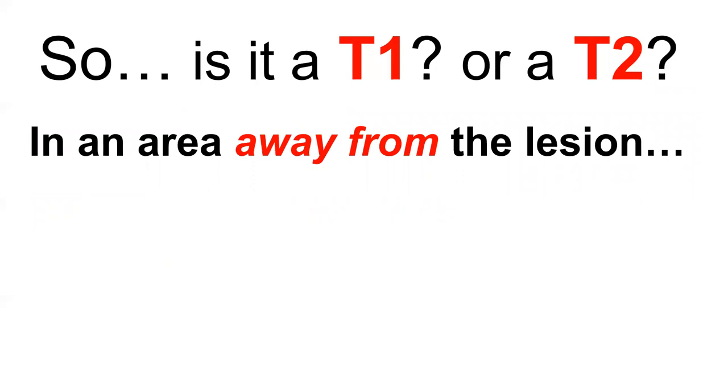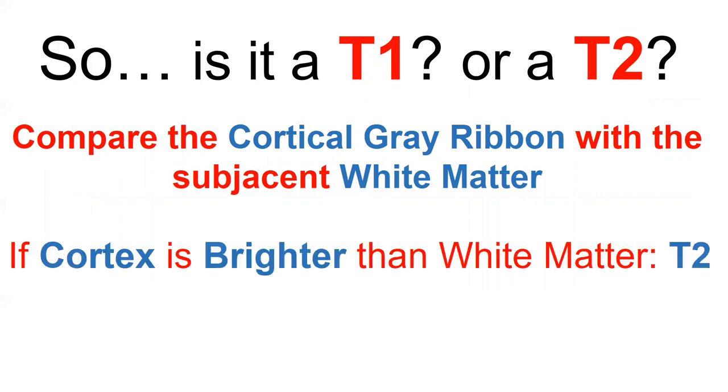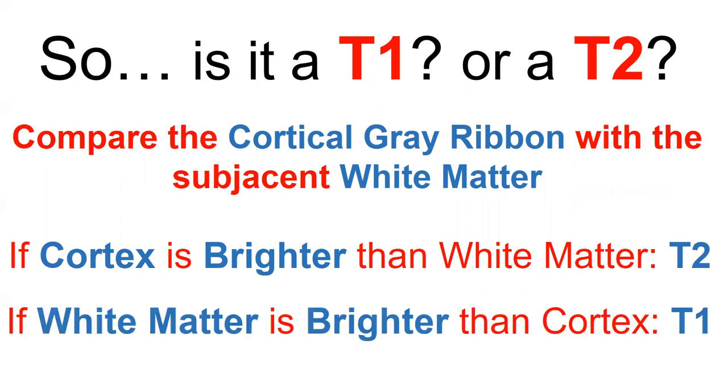All right, so is it a T1 or a T2? Here's what you do. Go to an area away from the lesion, because you don't want to be misled by vasogenic edema and all these other pathologic processes. Get away from the lesion to an area of normal brain and compare the cortical gray ribbon with the immediately subjacent white matter. If the cortex is brighter than the white matter, it's a T2 sequence. If the white matter is brighter than the overlying cortical gray ribbon, it's a T1 sequence. It's that easy.